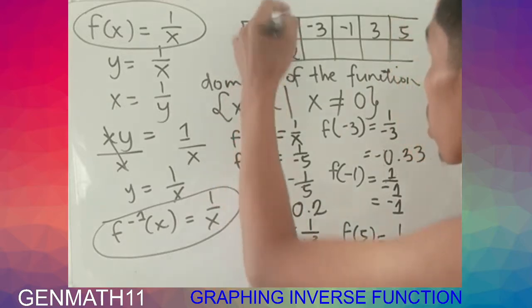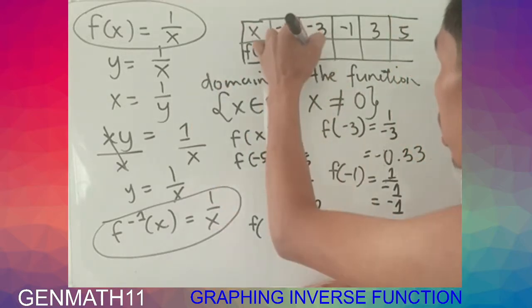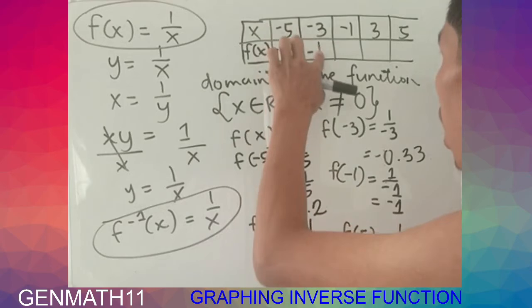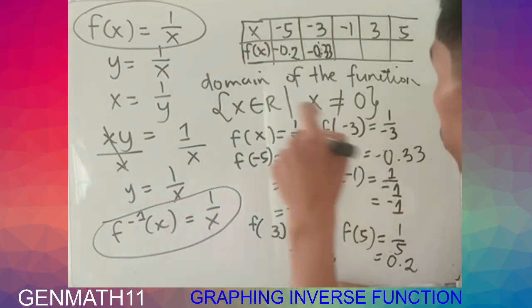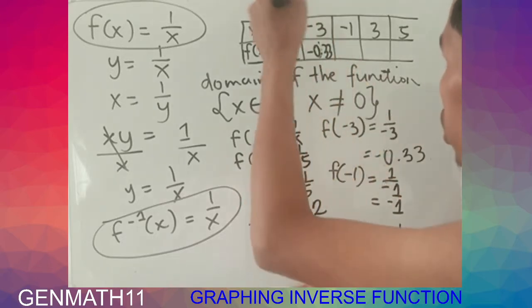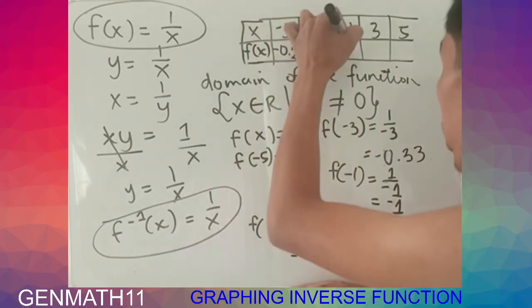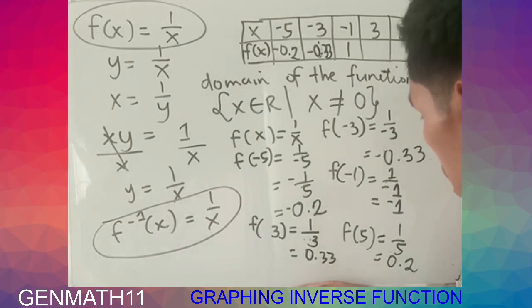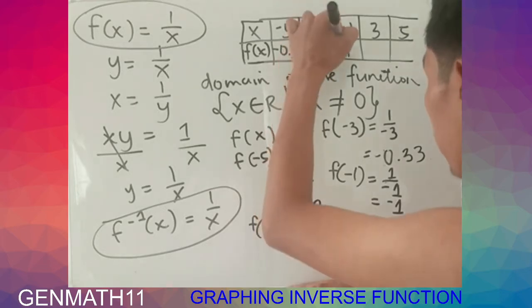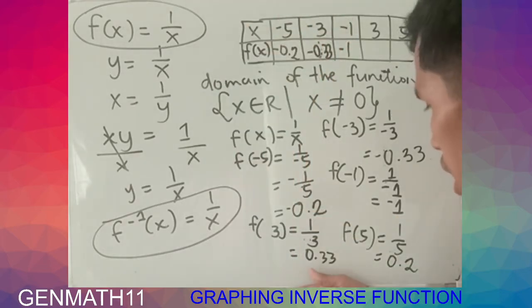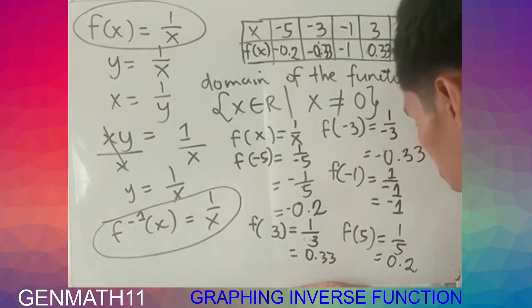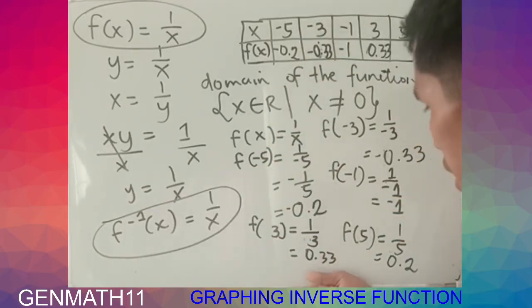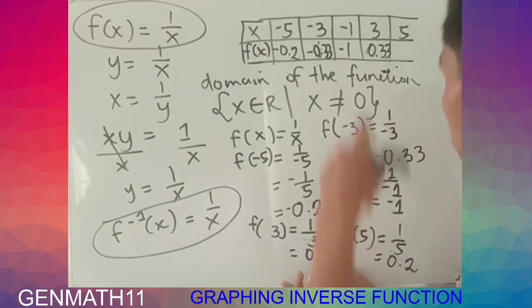So, the first value is negative 0.2. Next is negative 1, negative 0.33, rather. Then, yung ating isa is 1. Tama ba? Negative 1 pala. Negative 1, then si 3 ay 0.33. Then, sunod ay 5. 5 is 0.2.